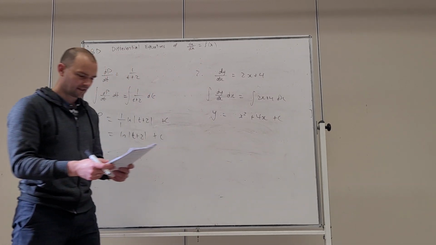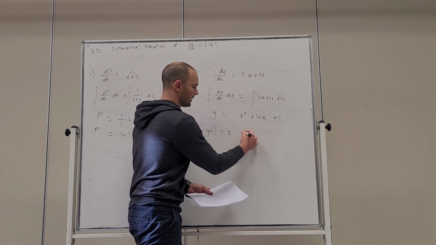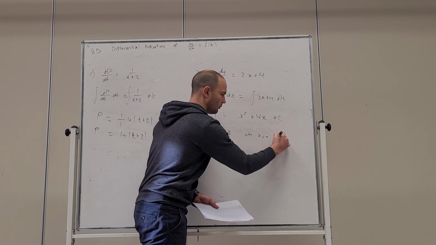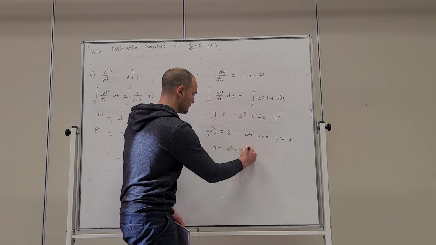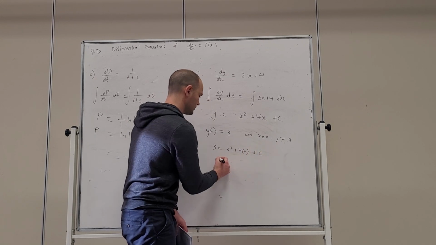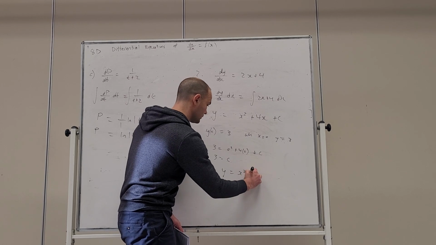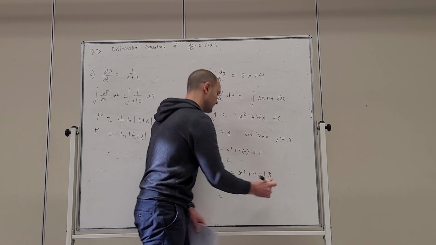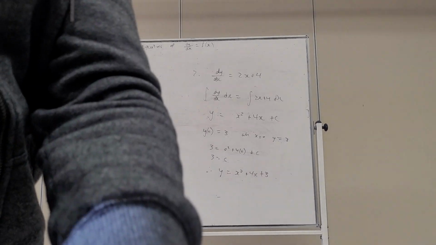And then to find the particular solution, we have y of 0 equals 3. That means when x is 0, y is 3. We'll plug that in and find c. Therefore, y equals x squared plus 4x plus 3. All right, any questions about those? It's a pretty straightforward exercise, this one.